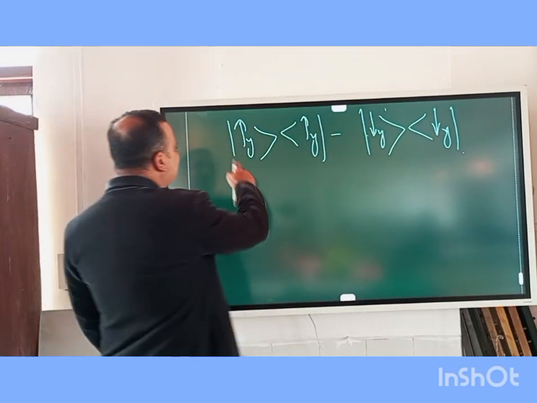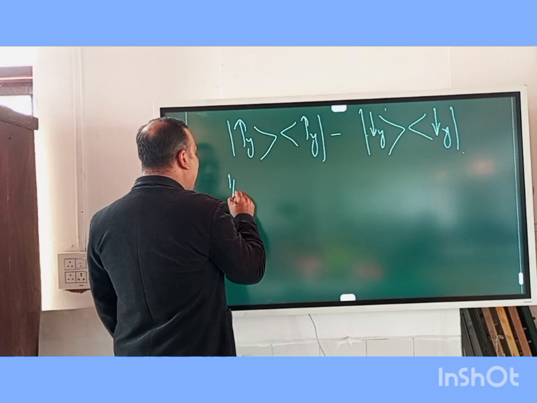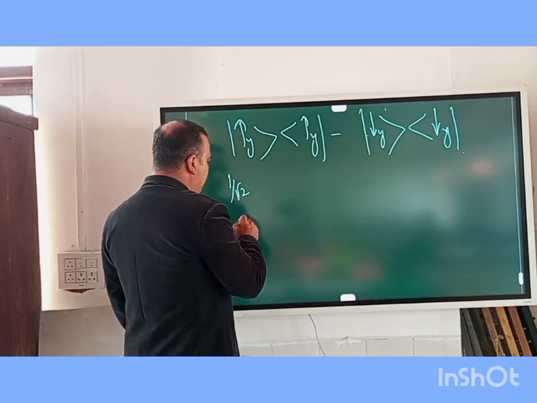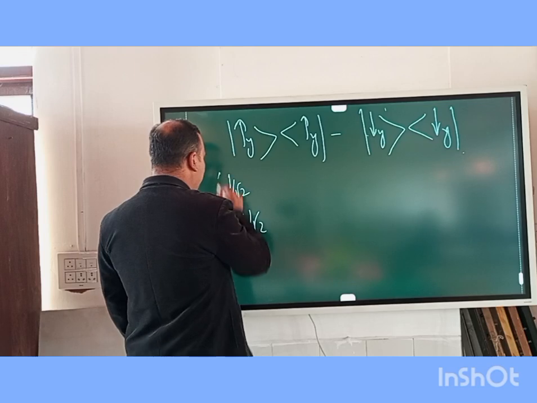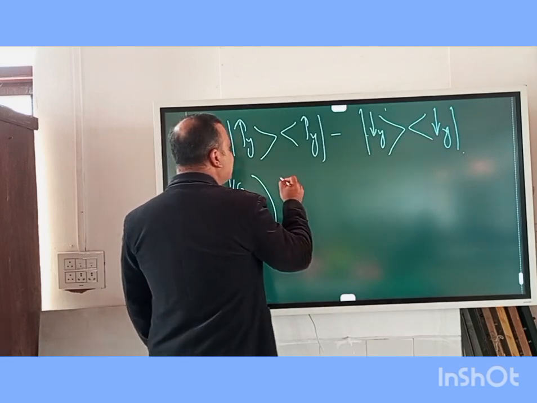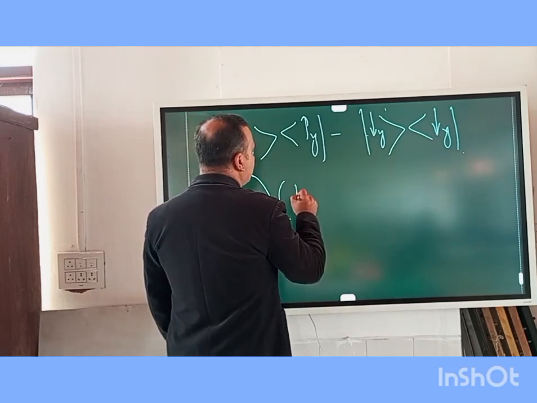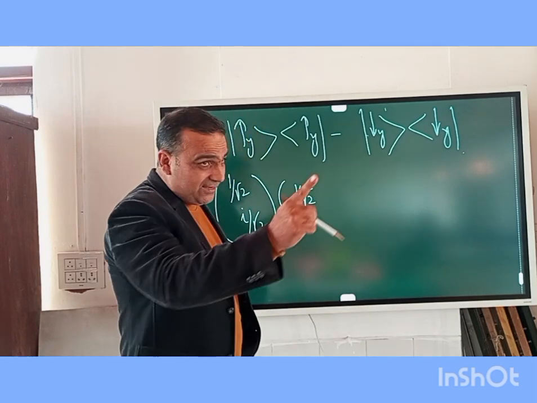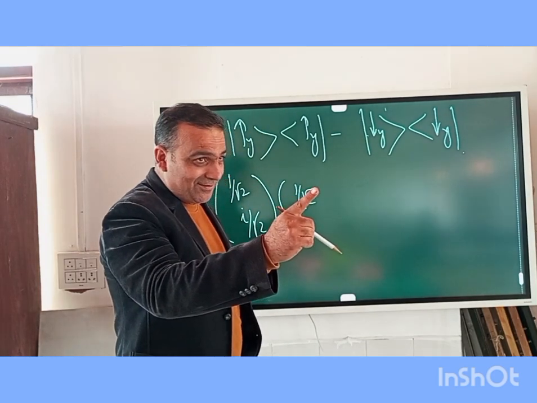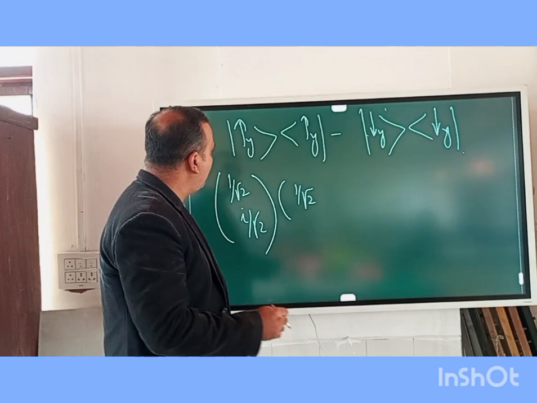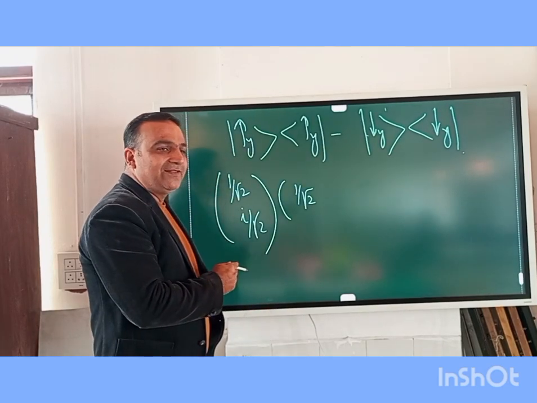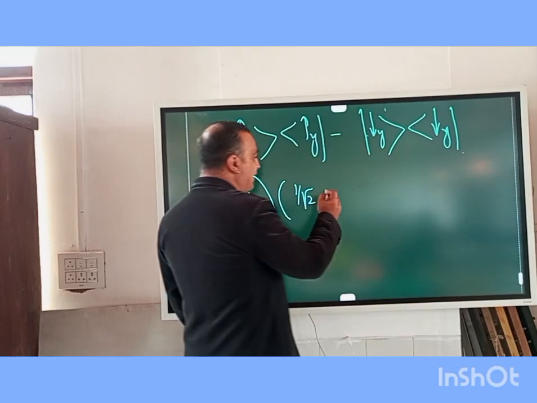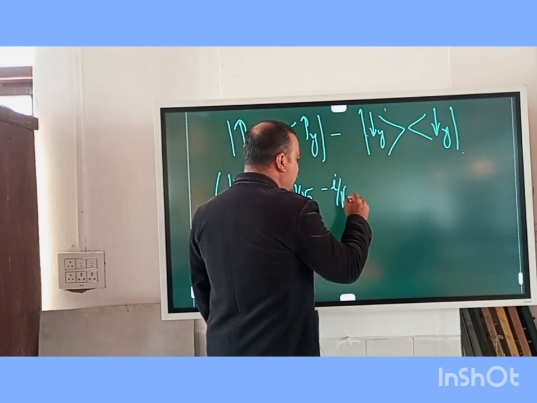So what is this? This is 1 by root 2, i by root 2, multiplied by the bra. Now what about this? This is 1 by root 2, i by root 2. Sorry, sir, the columns also change. Not only the columns, you have to take the complex conjugate. So it will give us minus i by root 2, as I told you before.